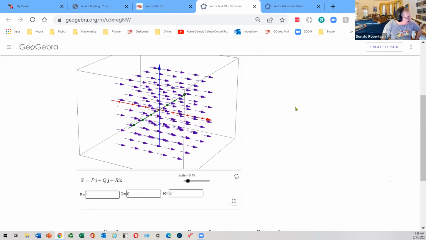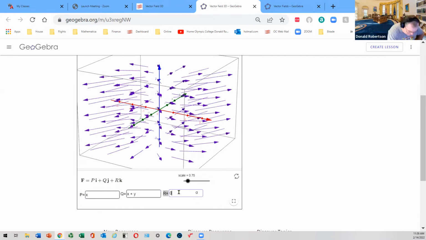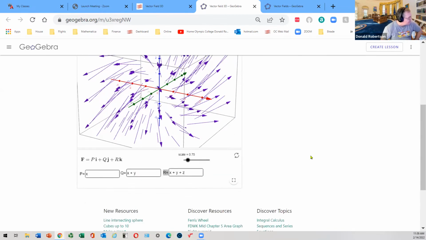So I want you to imagine that every single point in X, Y, Z, in 3-dimensional space, there's a unique vector pointing in that point, and it's given by an equation that looks like this. I, J, K. I is the X direction of that vector, J is the Y direction, and K is that one. So if, for instance, I make this X plus Y, and then I make this X plus Y plus Z, you are now looking at a 3-dimensional vector field.